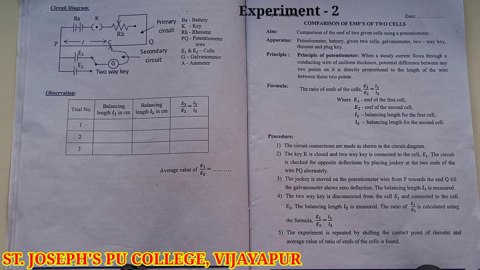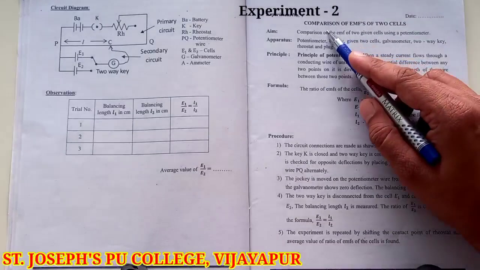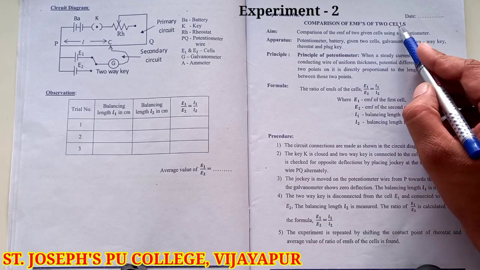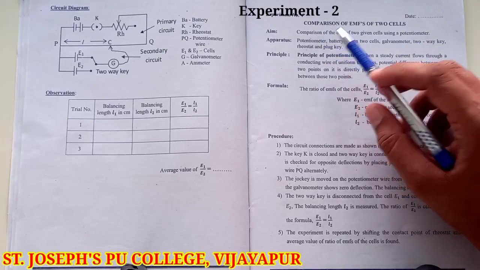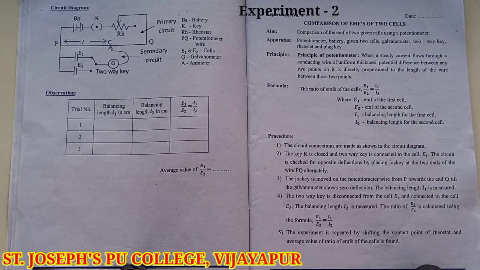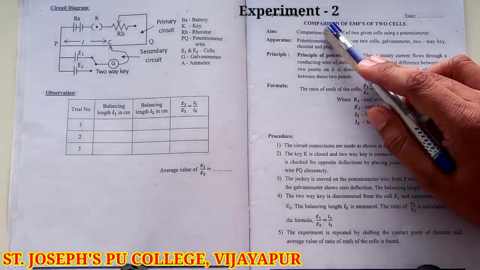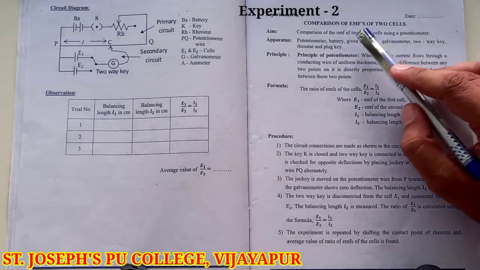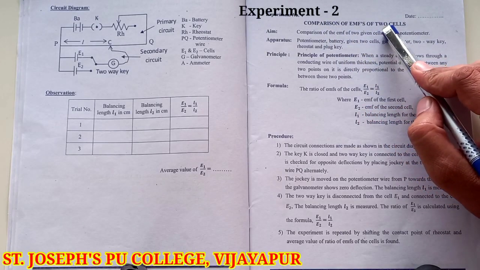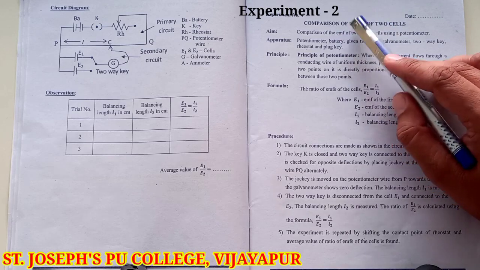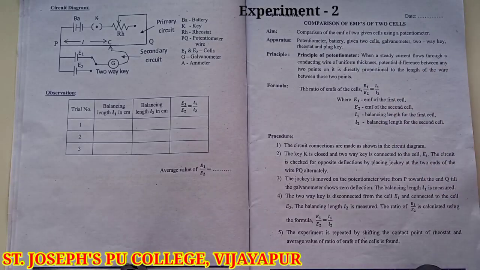So, in this video session, we'll see the next experiment. Experiment number 2 is the comparison of EMFs of two cells. The name of the experiment is comparison of EMF of two cells. Here we have to compare the EMF of the two cells by using a potentiometer.